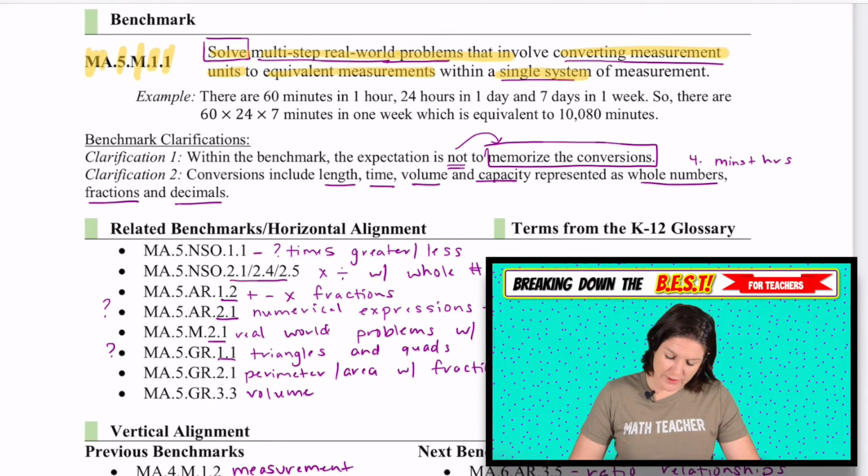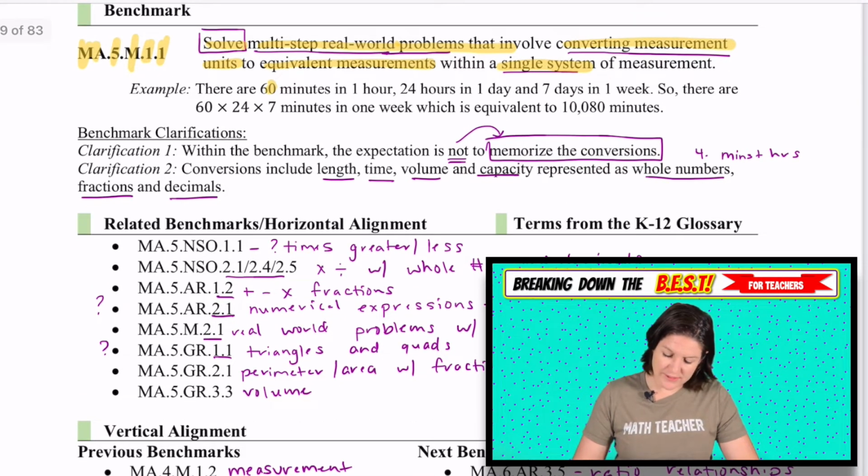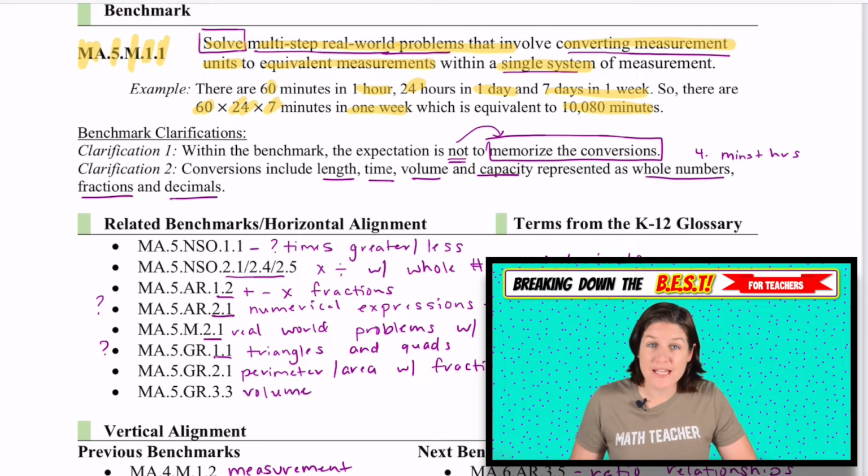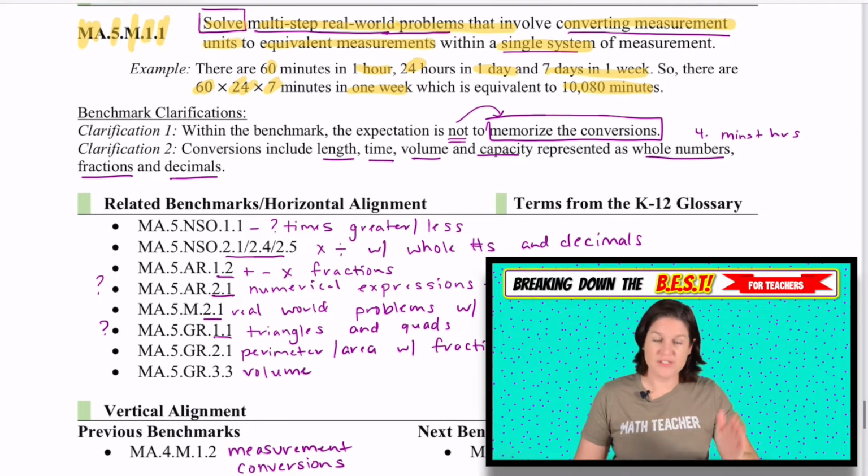Here's an example. There are 60 minutes in 1 hour, 24 hours in 1 day, and 7 days in a week. So there are 60 times 24 times 7 minutes in 1 week, which is equivalent to 10,080 minutes. So you can see there's a bunch of different steps going on there.